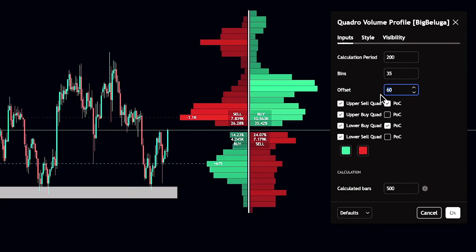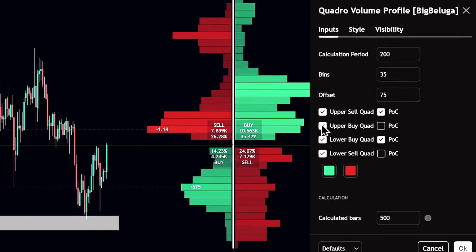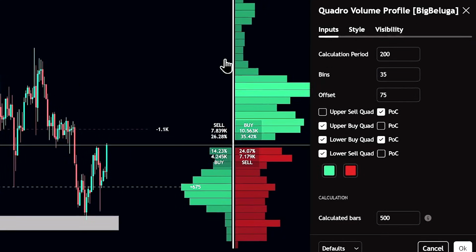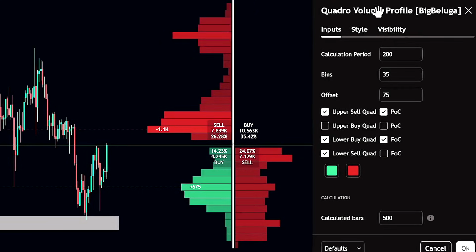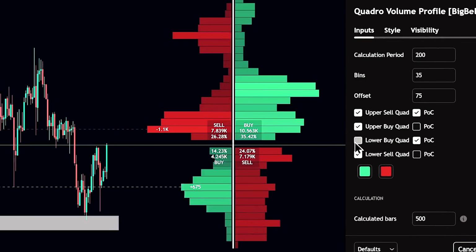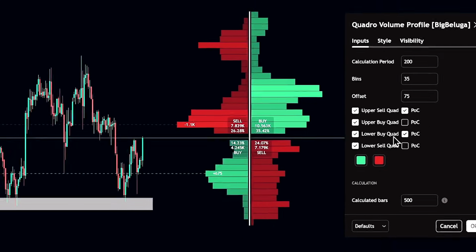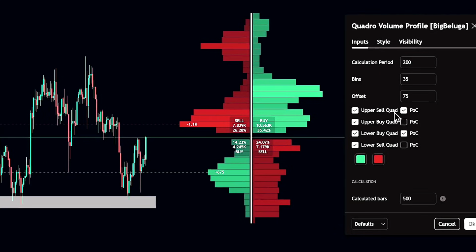Below that, you'll find toggles for each quadrant. Clicking on any of these allows you to turn the specific quadrants on or off. The toggles on the other side control whether the PCs for each quadrant are displayed. If you don't want a particular PC on your chart, simply uncheck it and it will disappear. You can also customize the colors here.